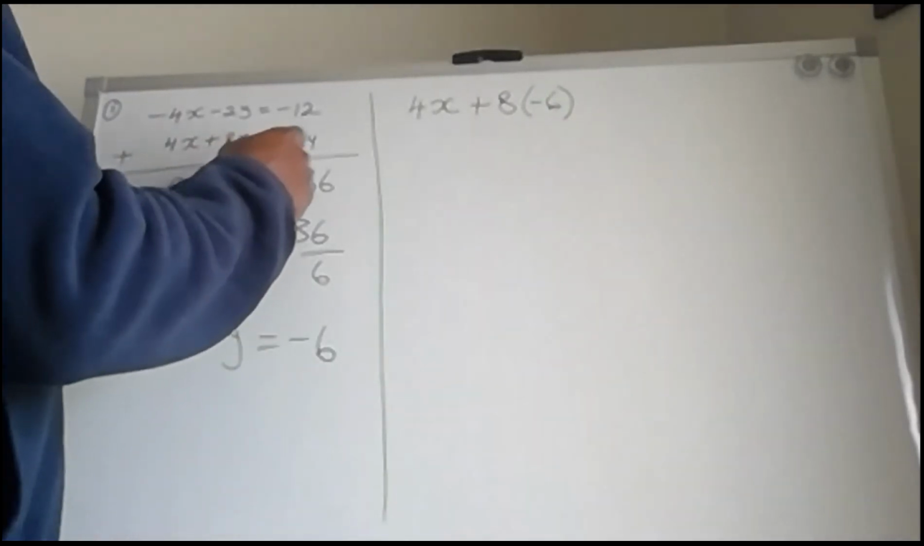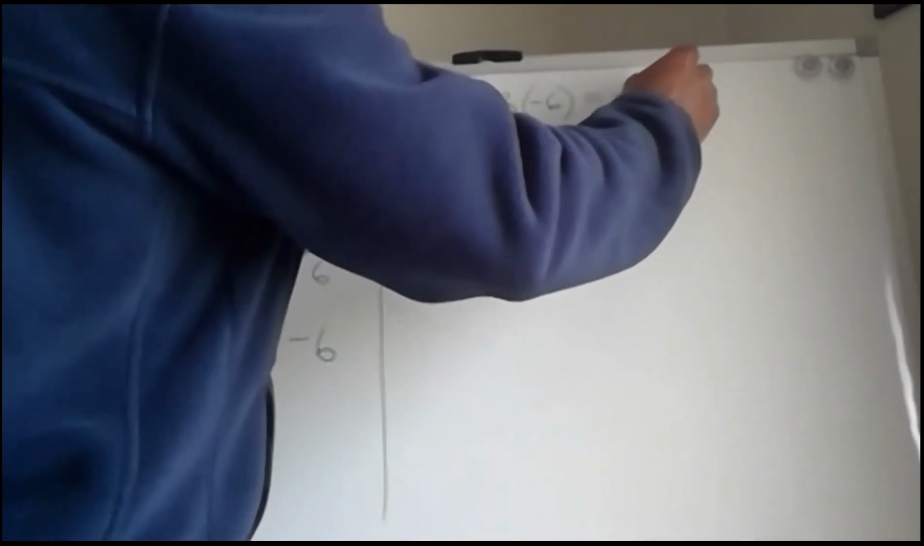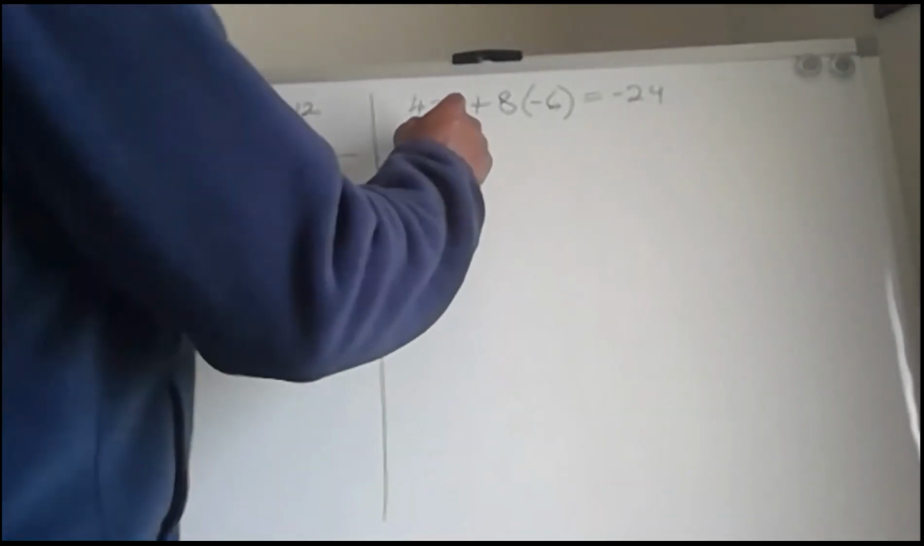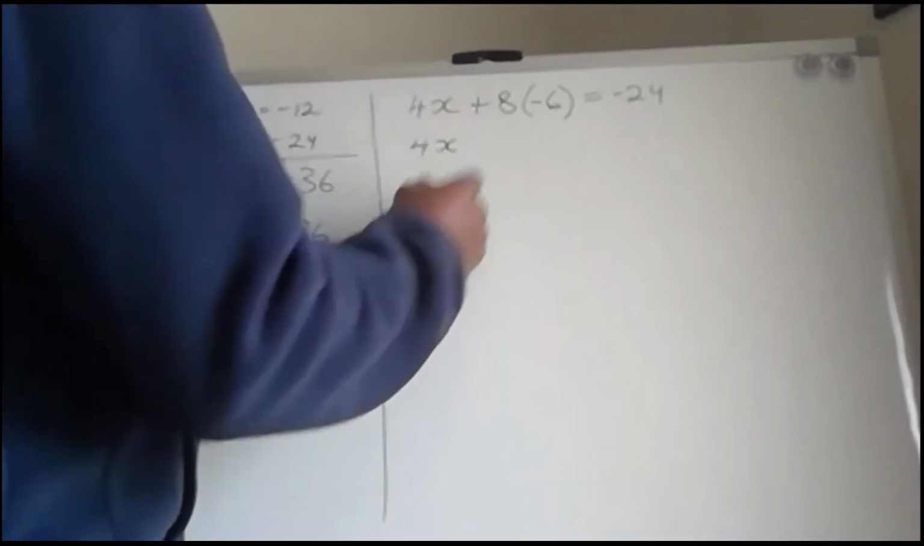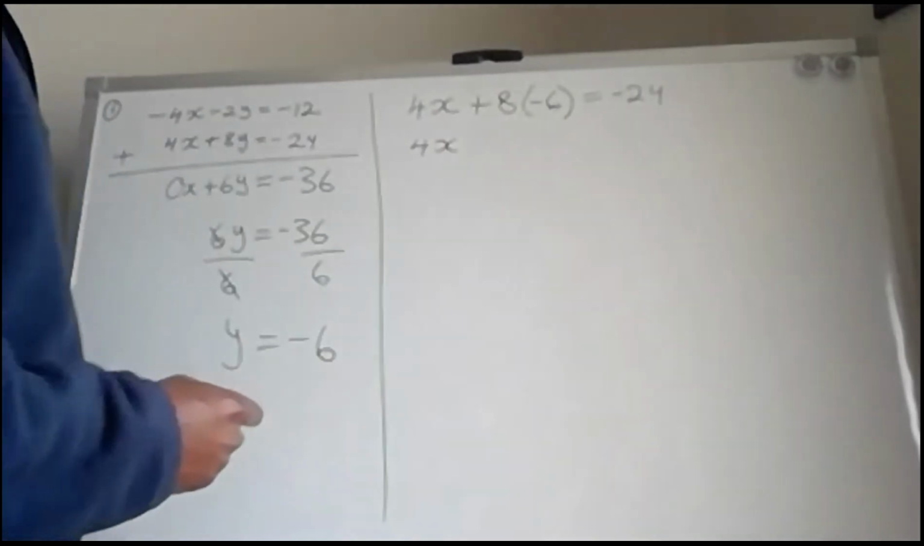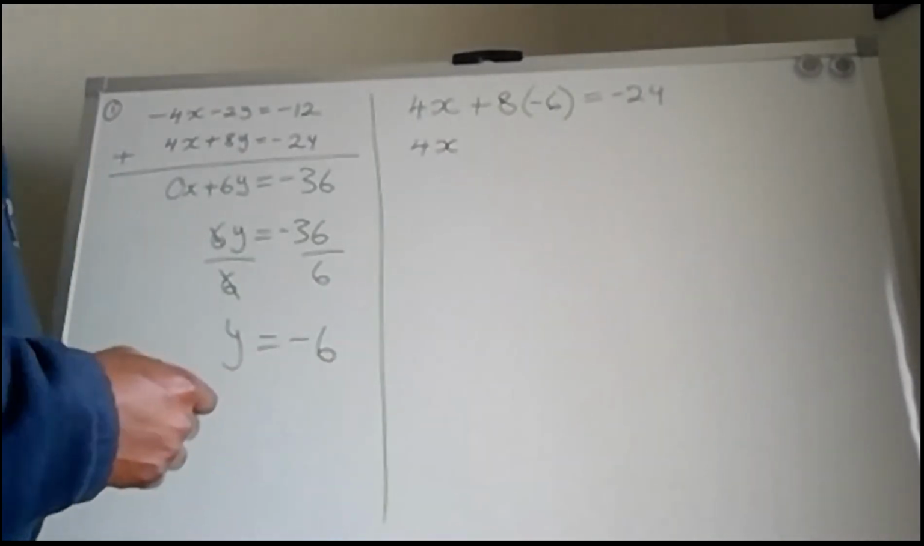Is equal to -24. Now I'm going to simplify this. So I have 4x, and positive 8 times a -6 is going to give us -48.